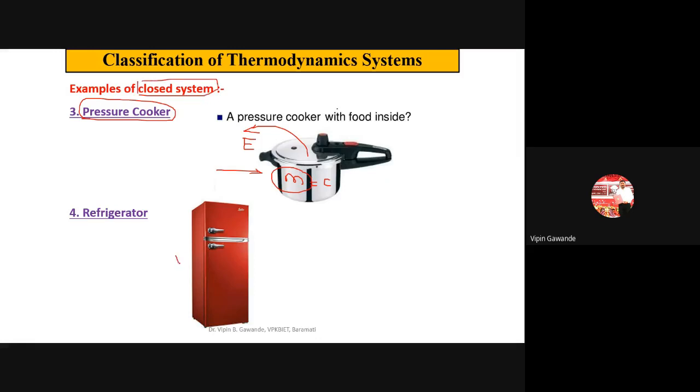Now refrigerator also, everything which is inside this refrigerator, that mass remains constant. But there is an exchange of energy because there is a refrigerant inside and there is the removal of energy. If you put your hand on the back side of this refrigerator, then you will feel the hot air coming outside from the refrigerator. So there is an exchange of energy, but no change in the mass of the system. That's why we call all these systems closed systems.